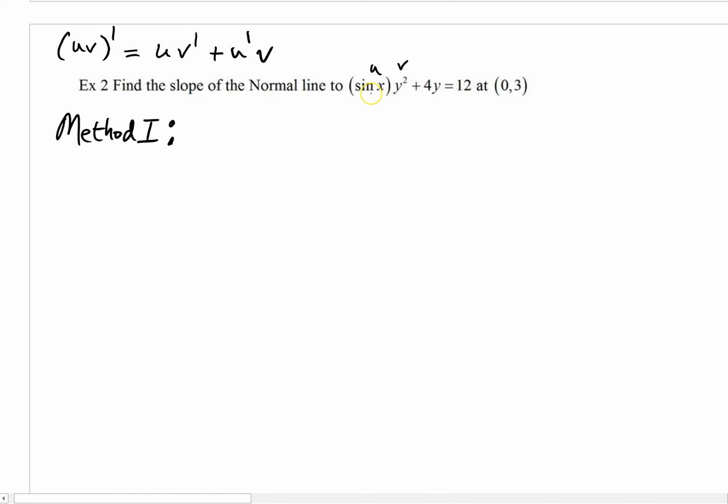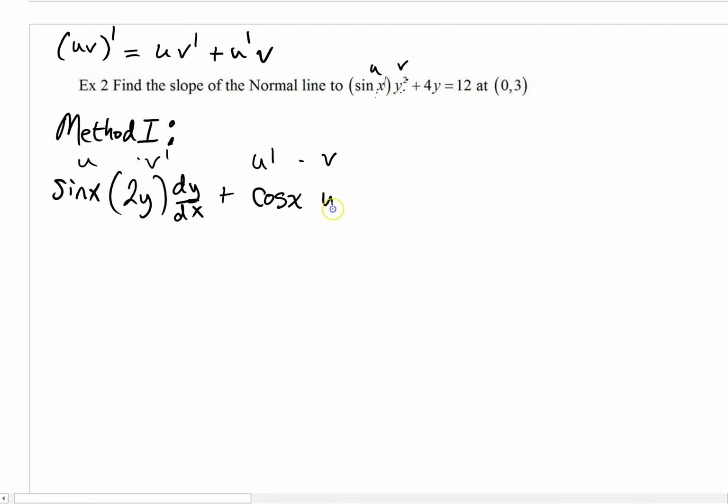So this derivative, we'd have a u, and then we need our v prime. Well, what's the derivative of y squared? Well, it's going to be 2y, chain rule now, dy dx. So that's your u, v prime. But now I need a u prime. What's the derivative of sine of x? Well, it's cosine of x and my v is just y squared.